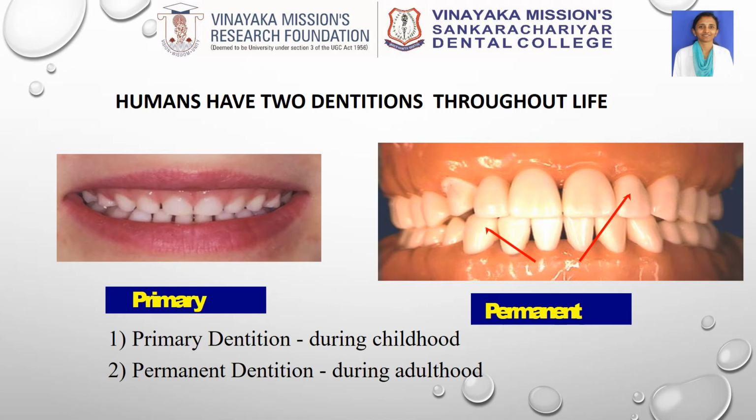And you all know that humans have two sets of teeth. One set of teeth will come in childhood and it will also fall off. And in adults, there will be another set of teeth. The set of teeth present in childhood is called the primary dentition, and the teeth present in adulthood are called the permanent dentition.